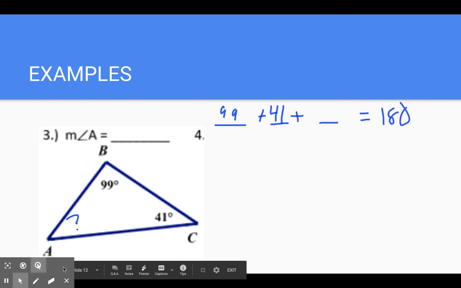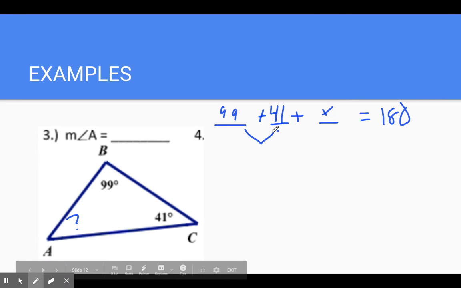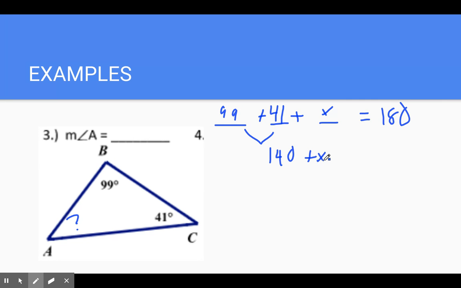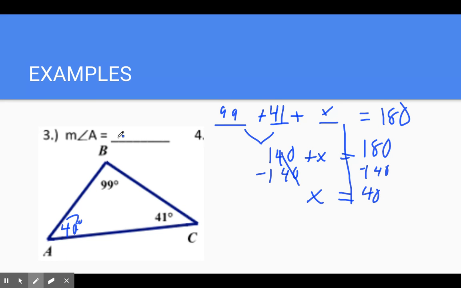Right, let's put X. So 99 plus 41 gives you 140, plus X equals 180. If we're solving, we want to find X, so we've got to get rid of 140. We subtract 140 here, those cancel, and we get X is equal to 180 minus 140, which is 40. So that means the measure of angle A here is 40 degrees.